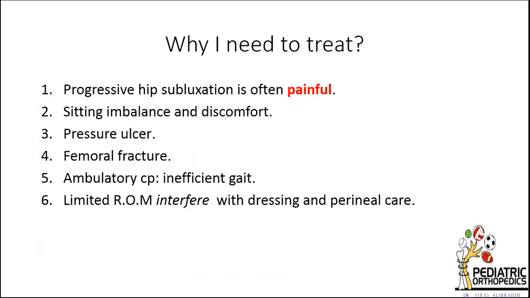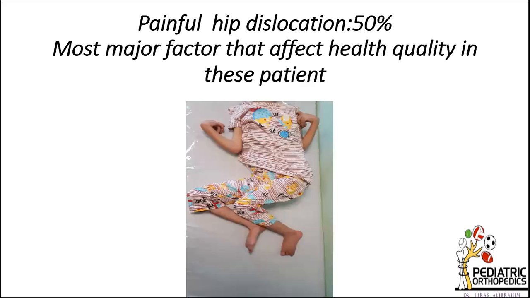Because progressive hip subluxation is often painful, it causes sitting imbalance and discomfort for the child, pressure ulcer, femoral fracture, and inefficient gait, especially in ambulatory CP patients, due to limited range of motion. It also interferes with dressing and perineal care. We know painful hip dislocation is considered about 50%, and it's considered a major factor that affects health quality in these patients.